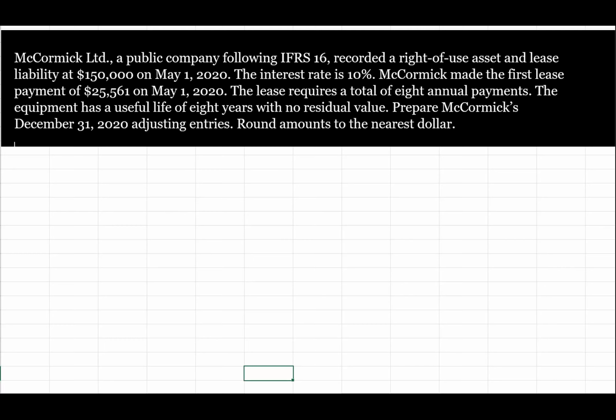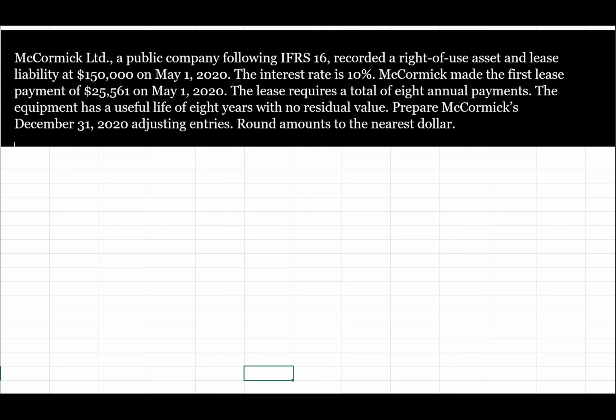The lease requires a total of 8 annual payments. The equipment has a useful life of 8 years with no residual value. Prepare McCormick's December 31st, 2020 adjusting entries, round amounts to the nearest dollar.